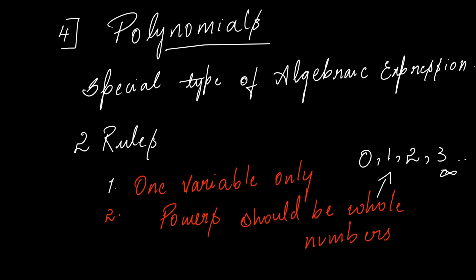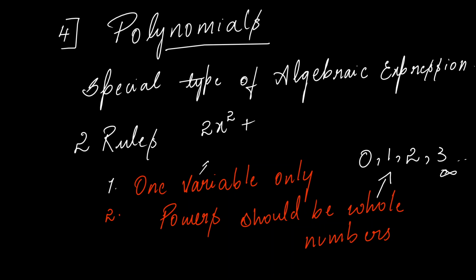So now let's talk about the first rule. It says one variable only, which means the algebraic expression should have only one variable. For example, here 2x square plus 3x plus 5.